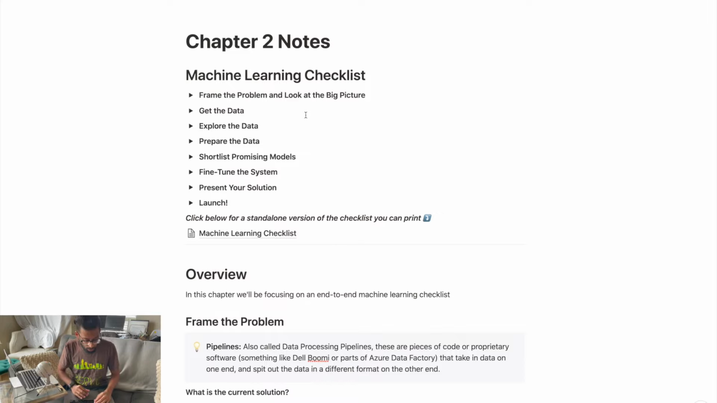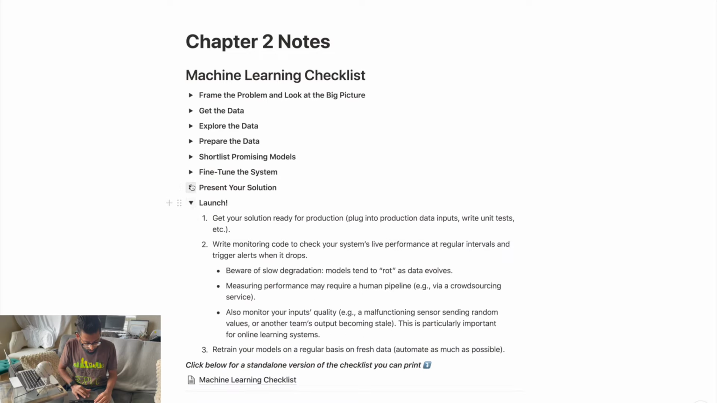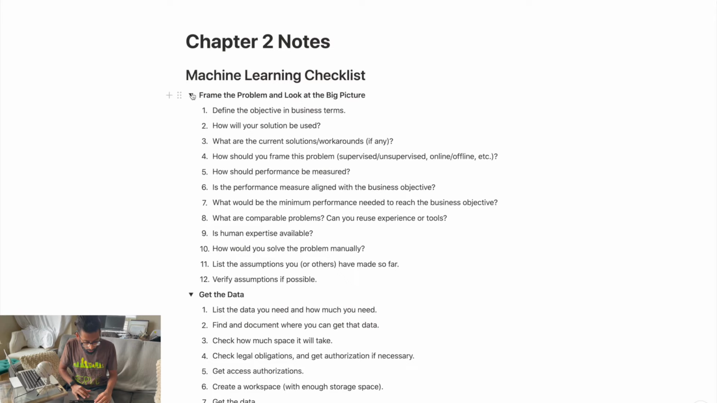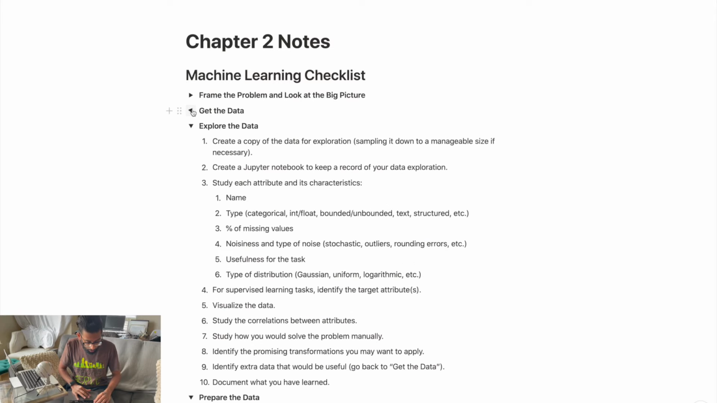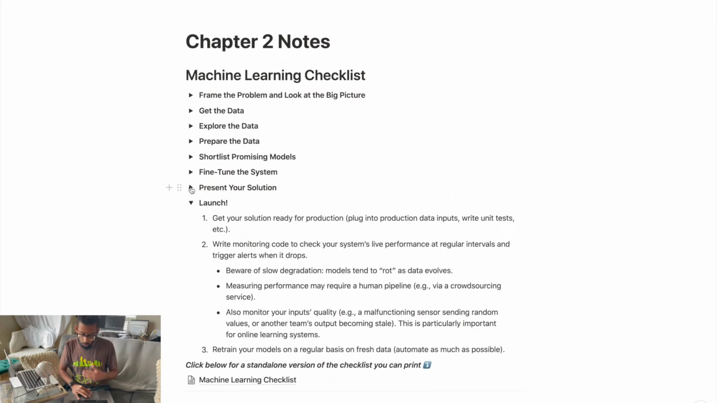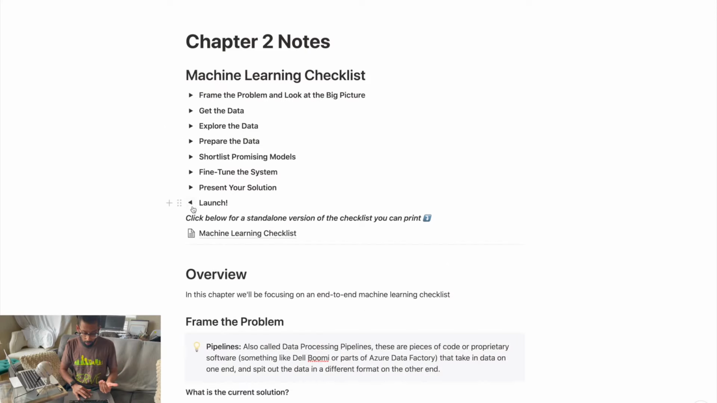for us to do. So Géron provides a tremendous machine learning checklist in the back of his book, Appendix B, I believe. I actually put the entire appendix in this easy to use format over here in Notion. That way you can see the upper levels of what needs to get done. First of all, what's the machine learning checklist? You first need to frame your problem and look at the big picture, always important. Get the data, explore the data, prepare the data, shortlist promising models, fine tune the system, present your solution, and launch.